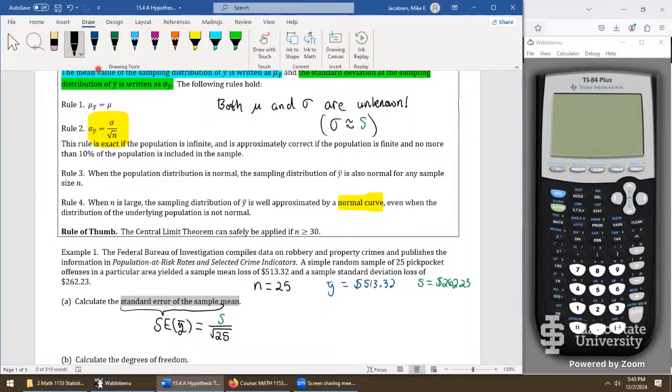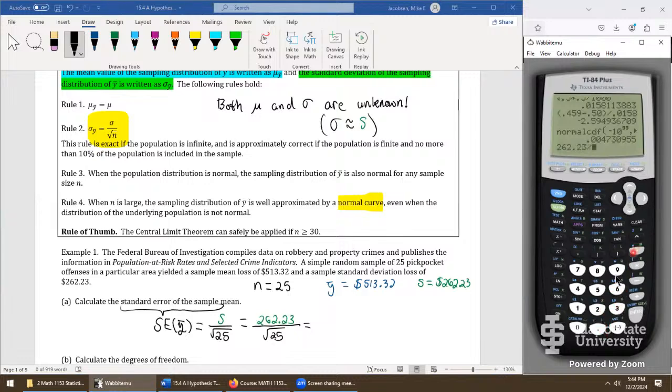So next steps, throw in S at 262.23. Divide by the square root of 25, or just 5 if you simplified your root. So this will be the calculator step of this problem. So 262.23 divided by the square root of 25, easier to just punch in a 5, save some calculator steps. And we get this as a standard error, 52.46446.